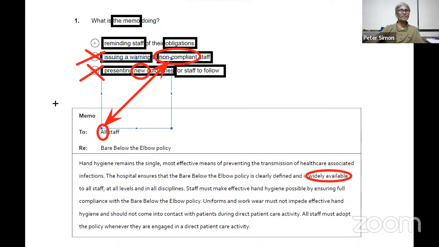So here there is a contradiction. This is whole. Whole means complete. And this is only part.